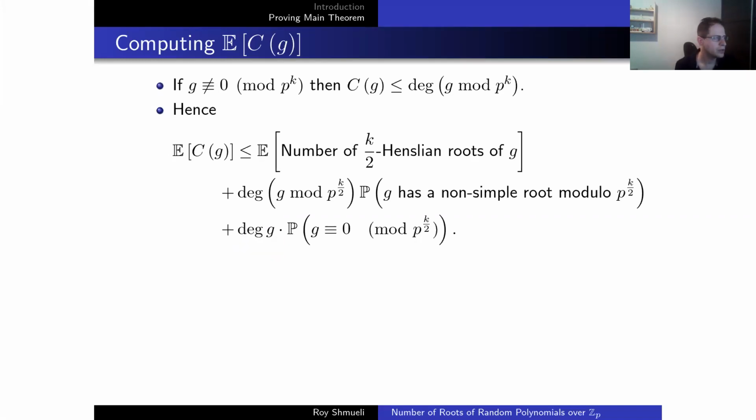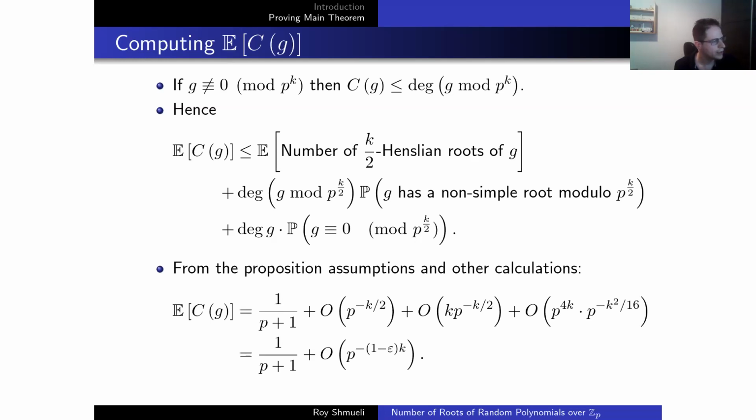Computing all of those terms, I get what I wanted to prove, that the expected number of roots of g is 1 divided by p plus 1, plus an error term. Any question?